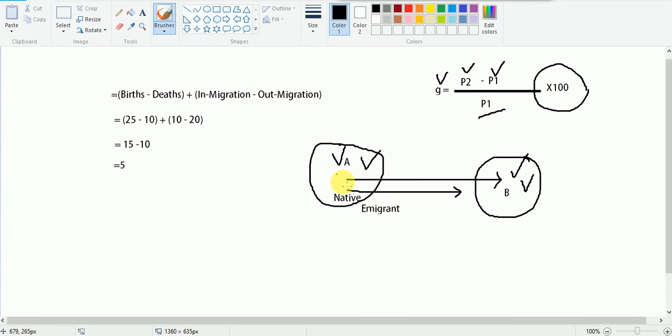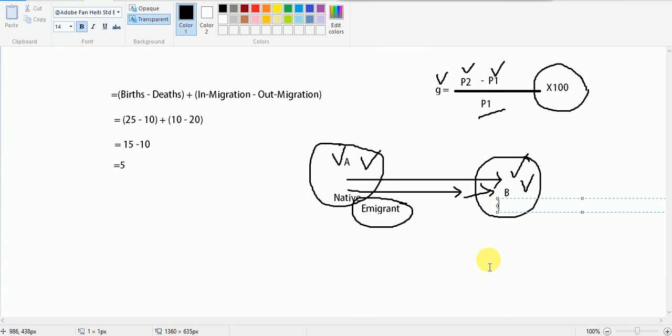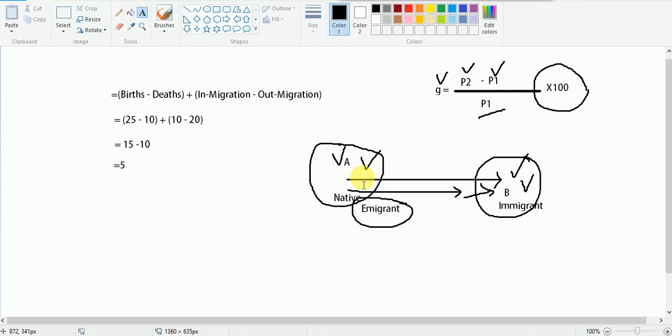Okay, you are moving out from your country. That means you are an emigrant from your country. And when you move into country B, in that country you are called an immigrant, and your process is known as immigration. That means you are moving into country B, your activity is known as immigration, and you are called an immigrant.